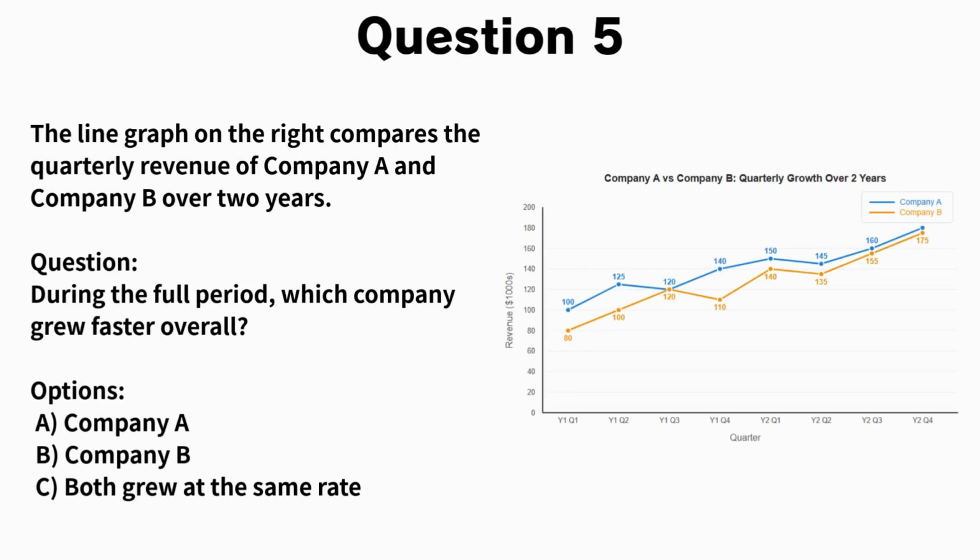Question 5. The line graph compares the quarterly revenue of Company A and Company B over 2 years. During the full period, which company grew faster overall?